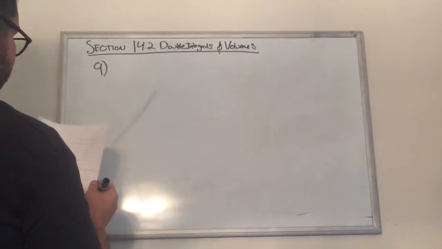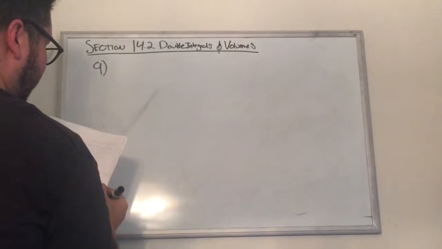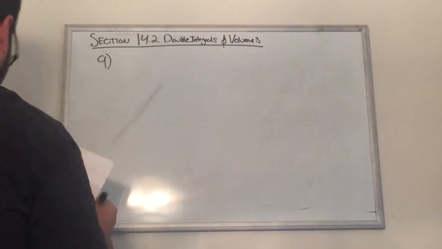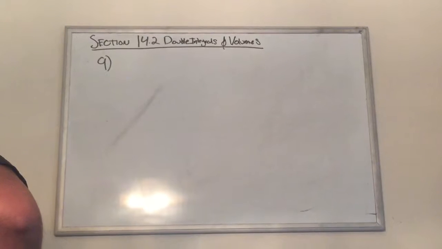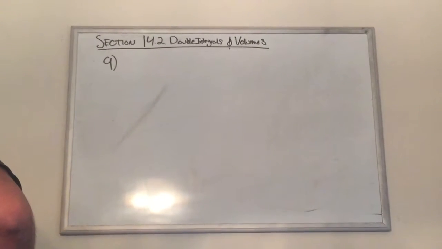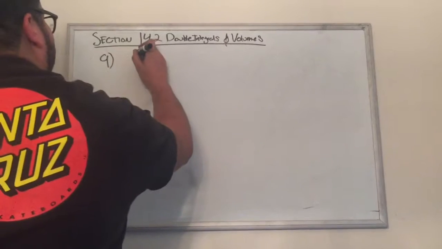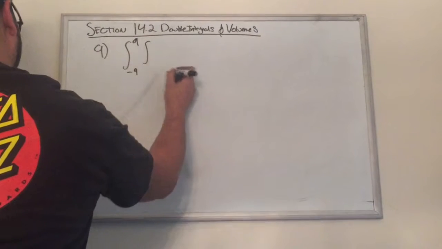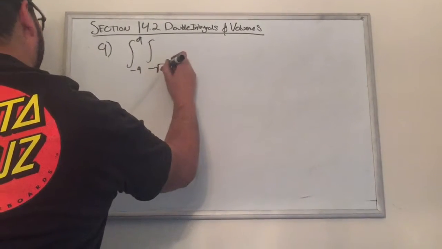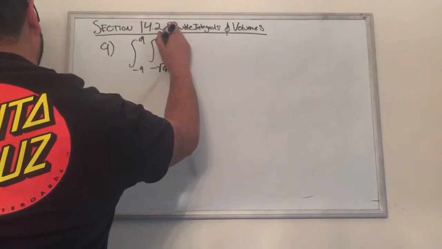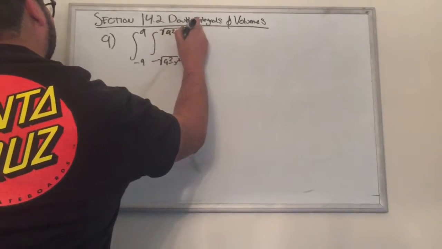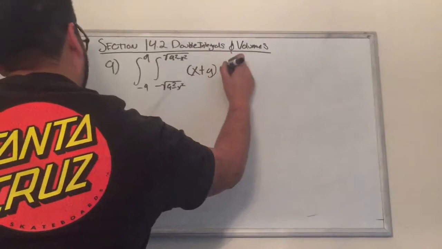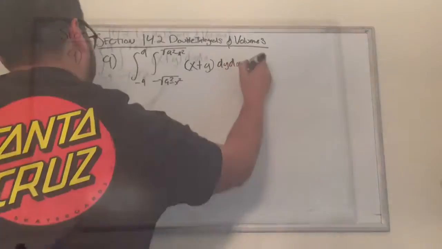So number 9 is asking iterated integrals with the surface. Sketch the region R and evaluate. The region R for number 9. So they give us the bounds for the double integral. It's from negative a to a, and then negative root a squared minus x squared to root a squared minus x squared. And the function we're integrating over is xy, and it's given in the order dy dx.